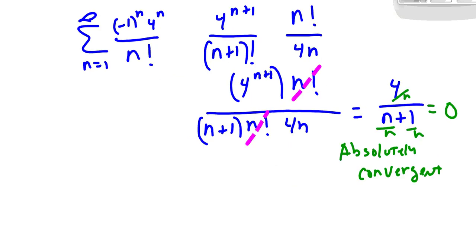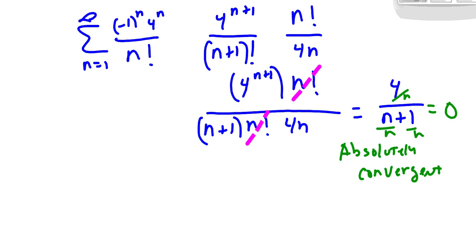Okay, our next one is the sum of (negative 1) to the n times 4 to the n over n factorial. So I'm going to use the ratio test on this one. So we've got 4 to the n plus 1 over (n plus 1) factorial. I'm going to multiply that by n factorial over 4 to the n. So I'm putting in plus 1 for each one of those, and then I'm dividing it by the original. So that's the same thing as multiplying by the reciprocal of that. So that will simplify then.